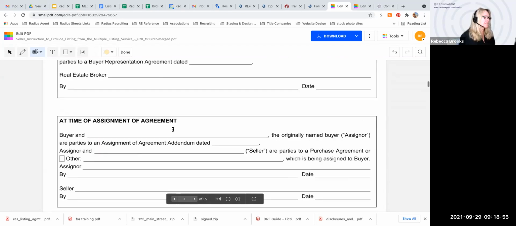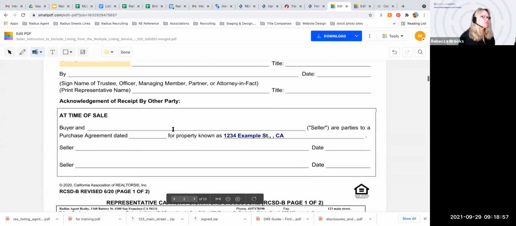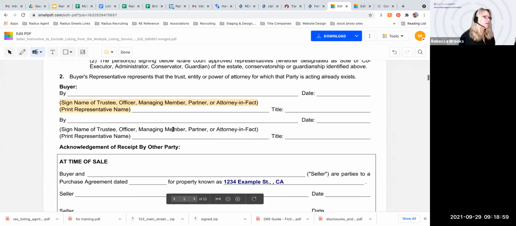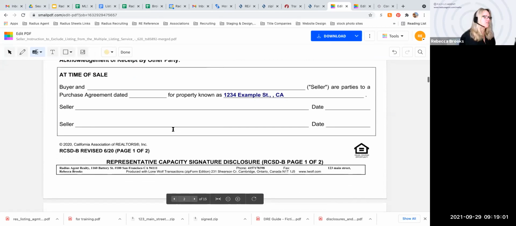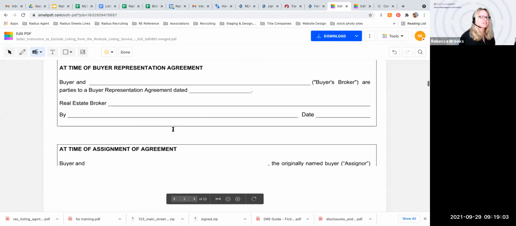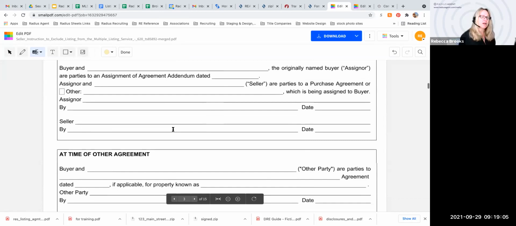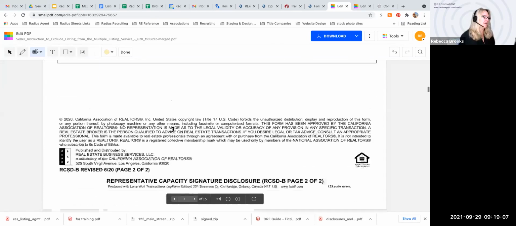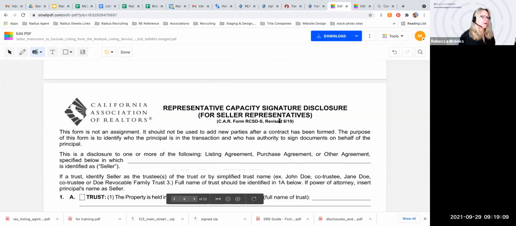So these different boxes are for your different situations. Okay, it can be a little confusing. So you have to figure out which situation you have, and that's the box that you're going to have the other party sign it. Okay, same thing for the seller reps.